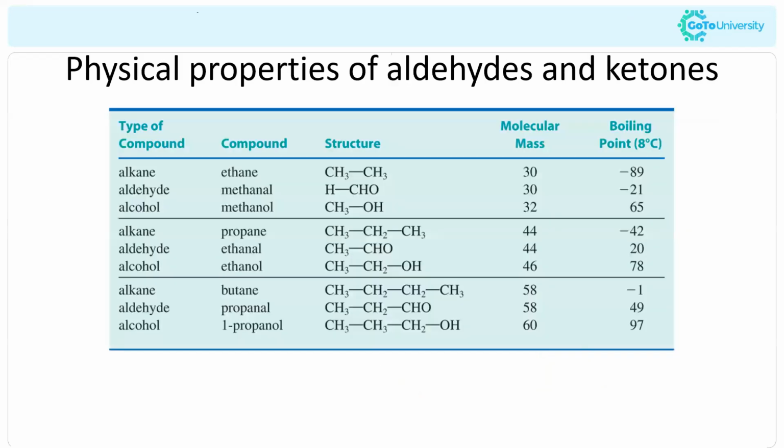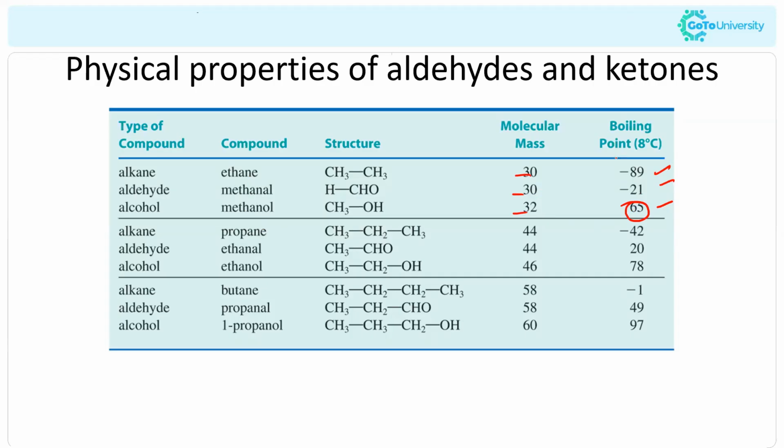Now, here the molecular masses of some aldehydes and their boiling points are given. These are important because we have to know how to compare boiling points even when the compounds have similar molecular masses. For ethane, formaldehyde and methanol, the molecular masses are similar: 30, 30, 32. But if you check the boiling points, we can see methanol has the higher value, 65. This is because of the presence of intermolecular hydrogen bonding.